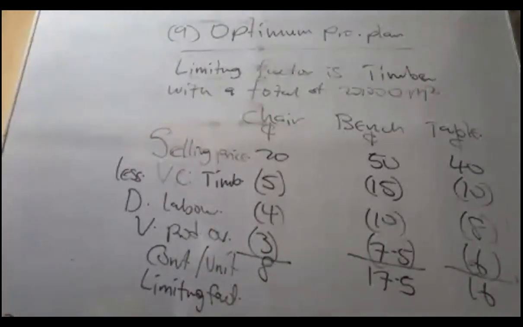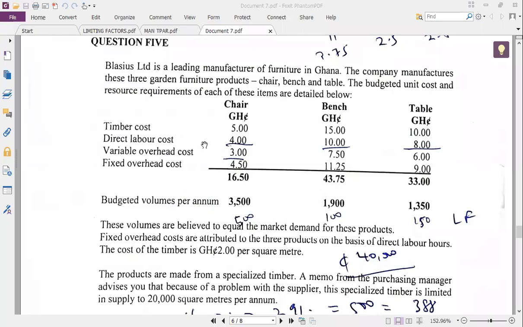And here, they did not give it to us straightforward. Why? Because they give us the timber cost. The cost is what? 5 Ghana cedis. So this 5 Ghana cedis here, when they say the cost of timber is what? 2 cedi per square meter. The cost of timber is 2 cedi per square meter.